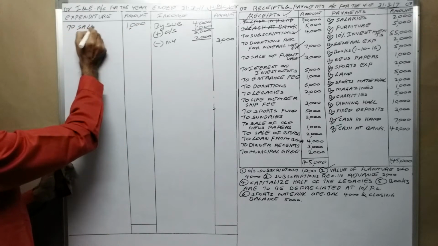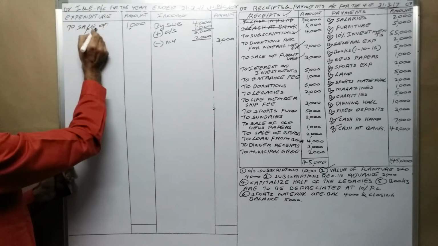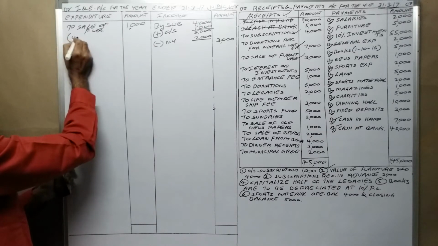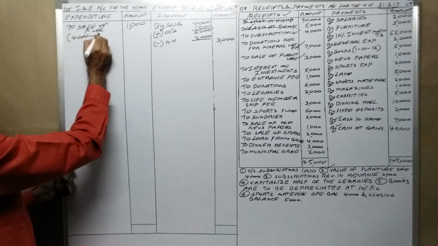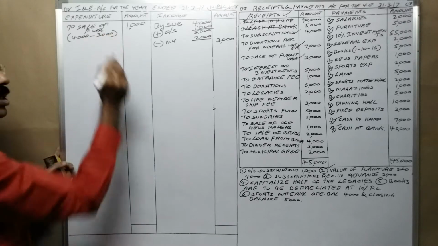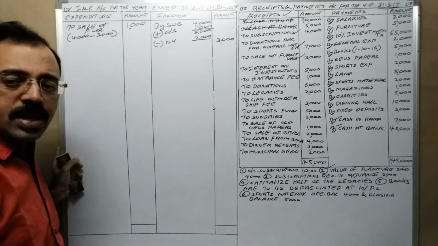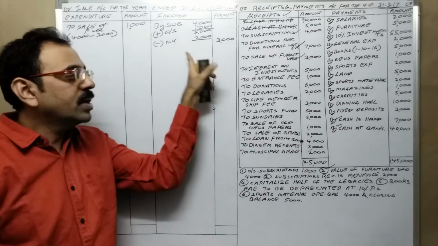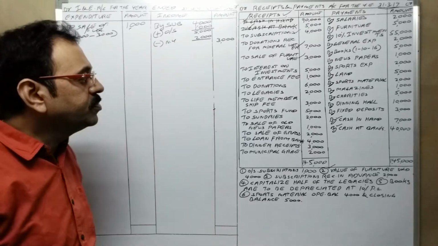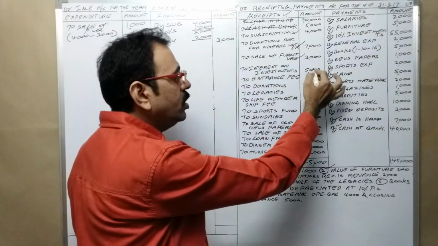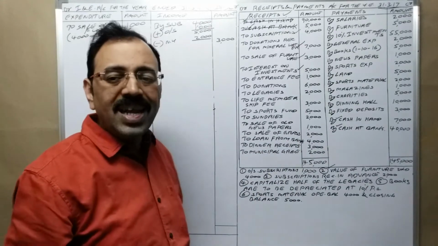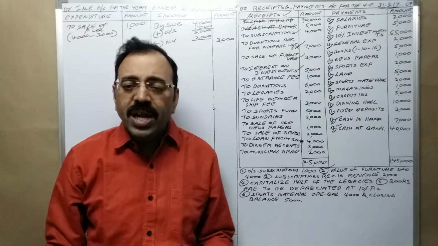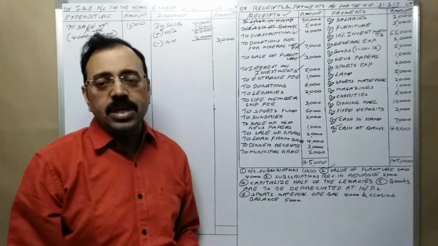to sale of furniture. How this 1,000 rupees came? Furniture value is 4,000 rupees. We sold it for 3,000. Clear? If there is any profit in this sale, we said it should come credit side. Then next one, interest on investments. Investment means what? We have some savings money. We invested that amount in outside business.